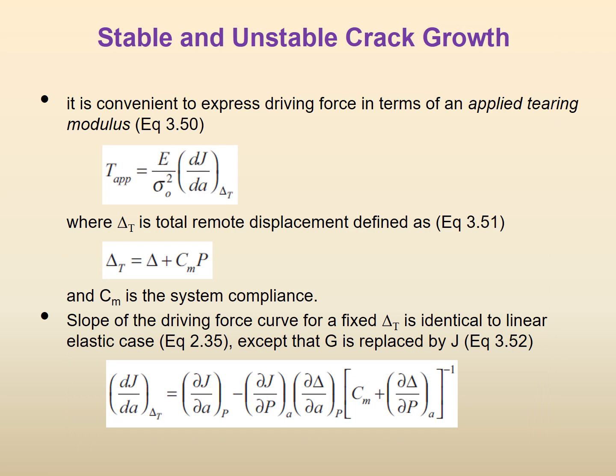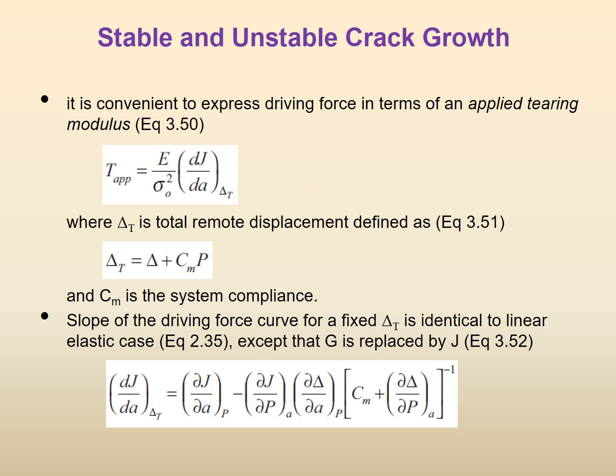So back to our discussion of stable and unstable crack growth. We have talked of resistance, the J resistance curve. It is convenient to express the driving force in terms of an applied tearing modulus. Remember, we called our tearing modulus T_R for the J resistance curve. So now for the driving force, the opposite, applied tearing modulus T_applied. And it is very similar, E upon sigma naught square dJ/dA based on delta T, where delta T is the total remote displacement.